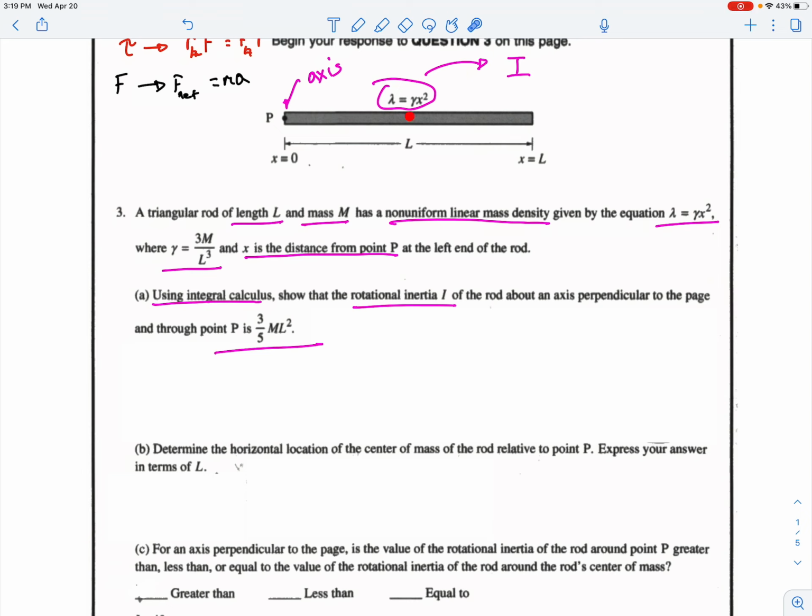So in this particular case, if I put this here at 3/4 L, the moment of inertia is going to drop compared to it at point P. It is what it is.